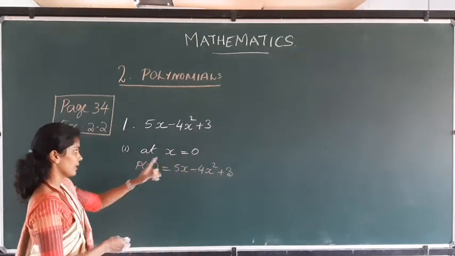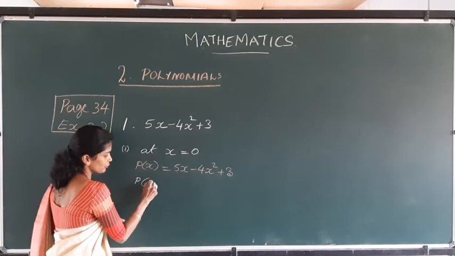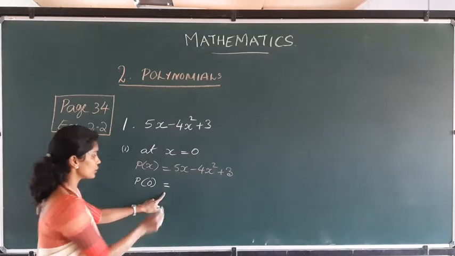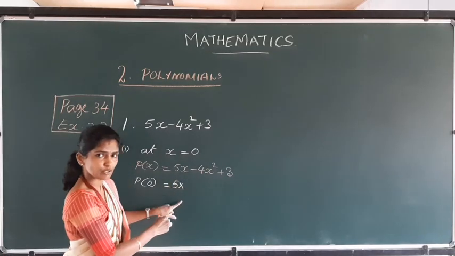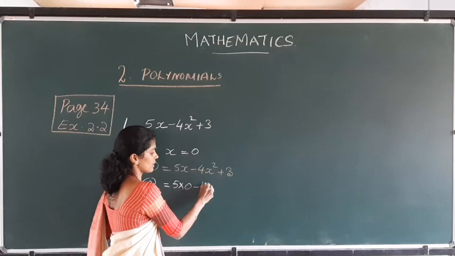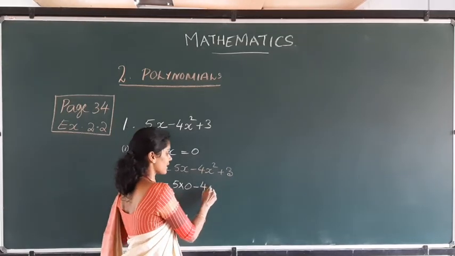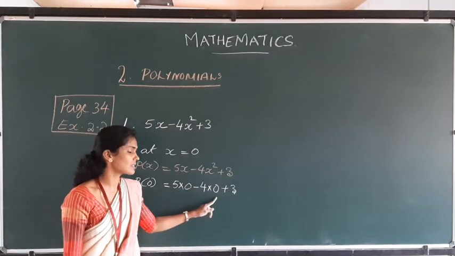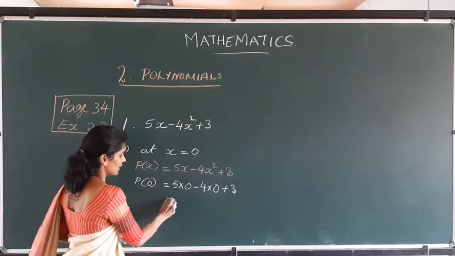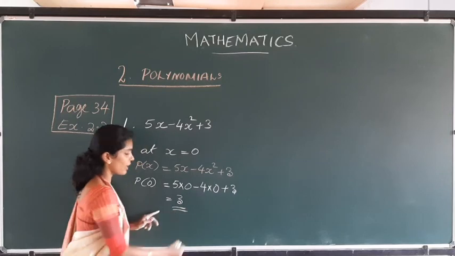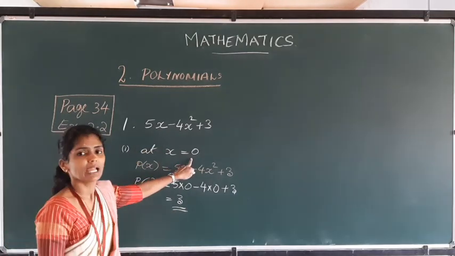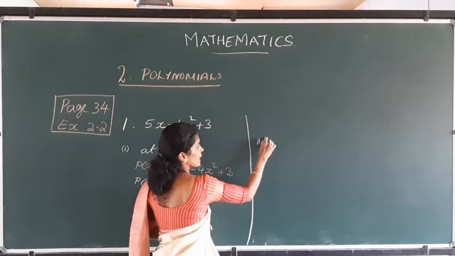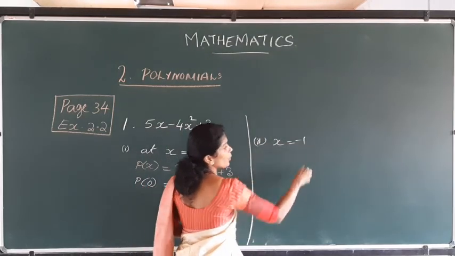Then how to find the value? How to find p of 0? P of 0 equal to 5 into 0 minus 4 into 0 square, that is again 0, plus 3. This term is 0, this is 0, then we got 3. This is the value of this polynomial at x equal to 0. Then what about x equal to minus 1?